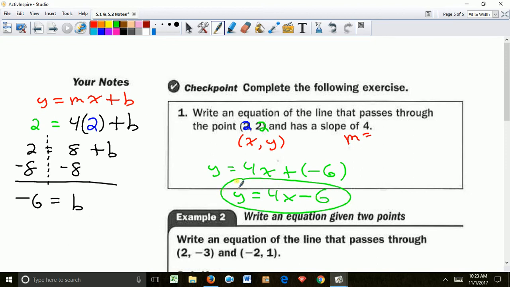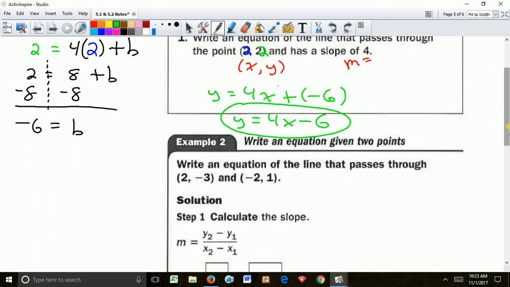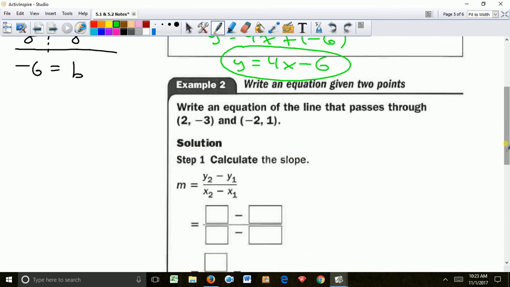Sometimes they don't give you the slope, in which case they give you 2 points. So here you have to write an equation given 2 points. First things first, you have to calculate the slope between the 2 points. In this case, they make the point (-2, 1) as x2, y2, so that means that the point (2, -3) is x1, y1.